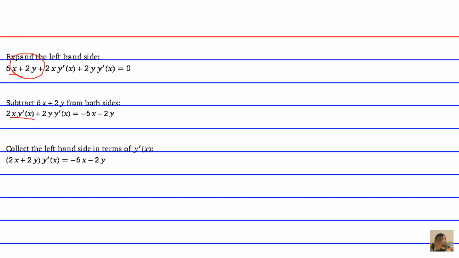Now we're going to collect the left-hand side in terms of y prime of x. Therefore, we factored out a 2x plus 2y, and we get that you have y prime of x by itself is equivalent to negative 6x minus 2y. Now what you're going to do last is divide both sides by 2x plus 2y to isolate y prime of x by itself. And this is equivalent to negative 6x minus 2y over 2x plus 2y.